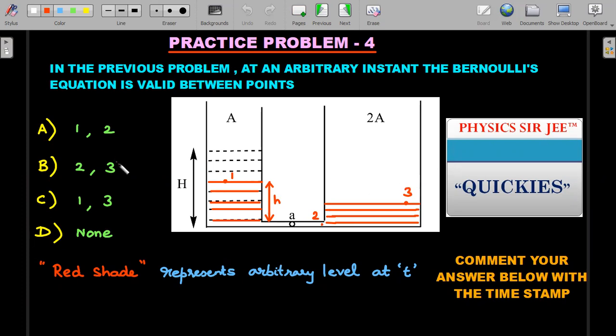Can you apply Bernoulli's equation like you did in the previous problem? You got the answer, let's suppose. I'm asking whether you considered applying Bernoulli's equation between points 1 and 2, or 2 and 3, or 1 and 3, or maybe all three. You can mark all three, or none of the points if it's not actually applicable. Please respond in the comment section below with the timestamp. The red shade in the diagram represents the arbitrary level. I'll answer this in the quickies section.